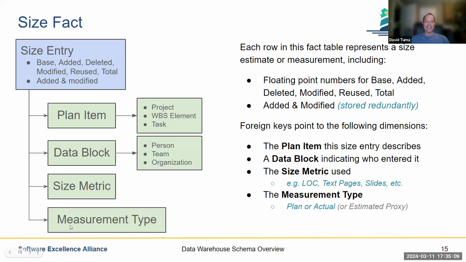Finally, it contains a pointer to something called measurement type. The two main measurement types are plan and actual, which means that when we have planned and actual sizes, the planned size will be written into one row of this table, and the actual size will be written into a second row. Instead of having columns for planned size and columns for actual size all in one row, we put them in separate rows. The reason for this is that there are actually more than just two types of measurements. A perfect example is that if somebody used PROBE to create their estimate, then there's also an estimated proxy size. That would create a third row in this table.